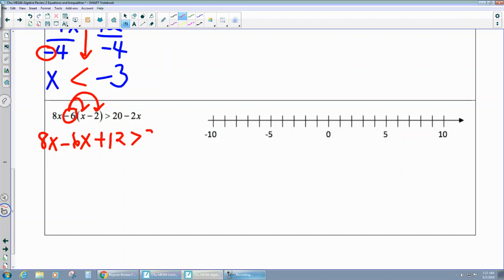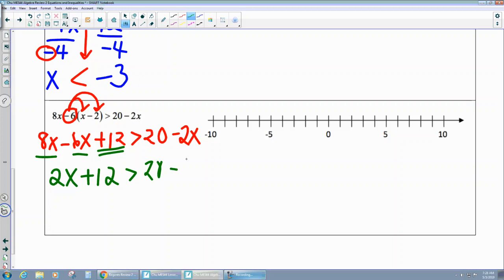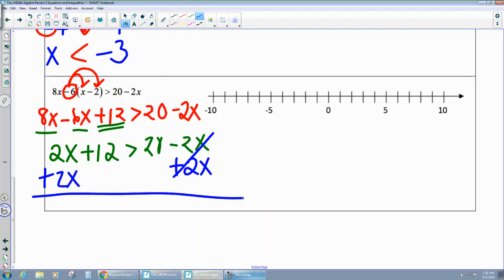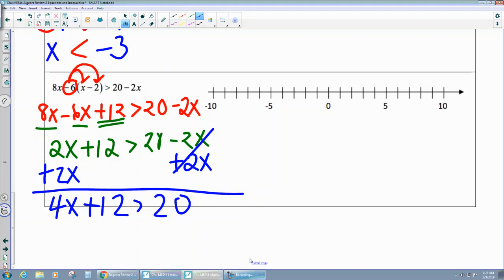And I'm going to rewrite the rest of the problem. 20 minus 2x. Okay, let's combine like terms. 8x and 6x gives me 2x. Nothing to combine the 12 with, so let's just bring that down. It's greater than 20 minus 2x. Okay, move all your variables over to the left side by adding 2x to both sides. I get 4x plus 12 is greater than 20.